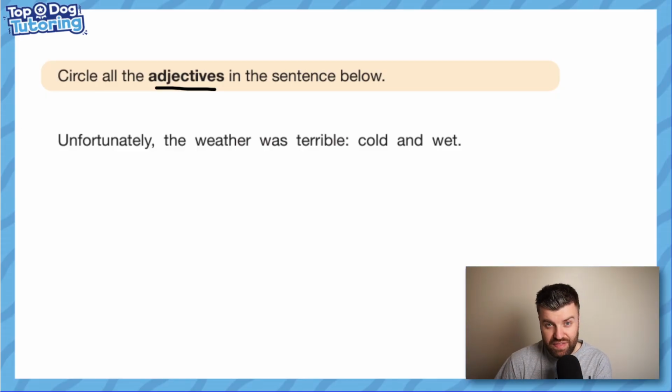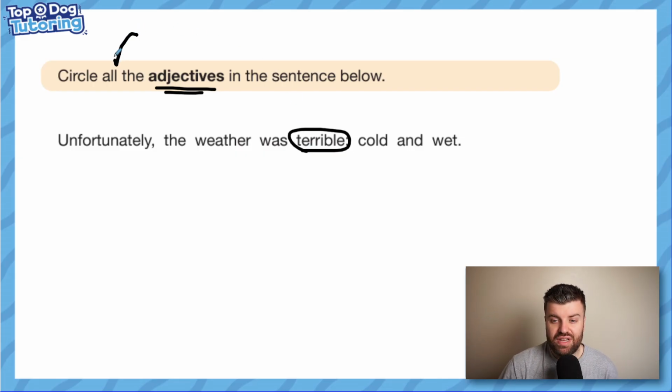So here's the key thing in this type of question. You see adjective, it's in bold, your eyes go straight to it. You go, cool, okay, adjective. And unfortunately, the weather was terrible. Yes, terrible. I'm describing the adjective. The answer's terrible. Move on, and we get a mark. Wrong, you won't get a mark because look, although it's not a number this time, it says all the adjectives.